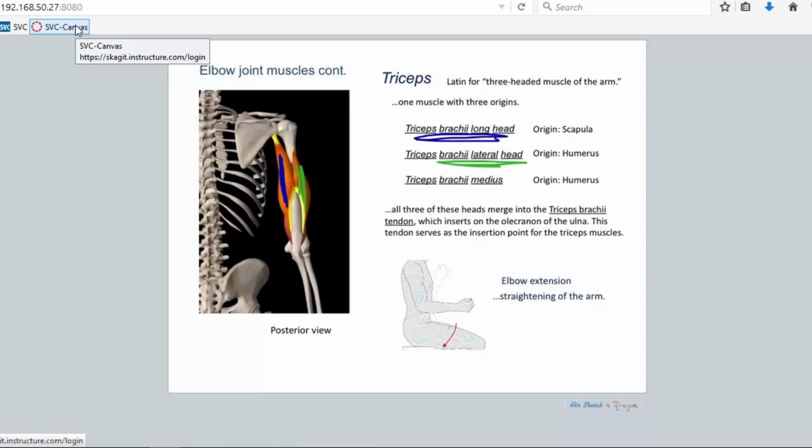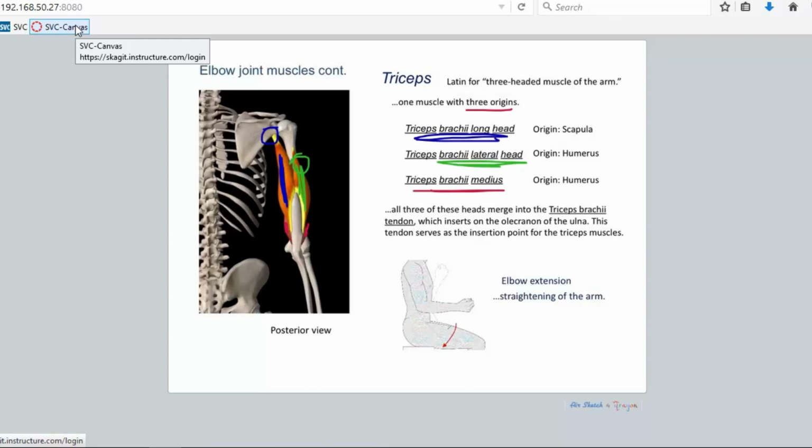And the origins here are up here on the scapula and also here on the humerus. Then we have a third one that you can't really see. It's the triceps brachii medial head, it's in back here. But this is all the same muscle. It has three different origins. It has three different heads to it.